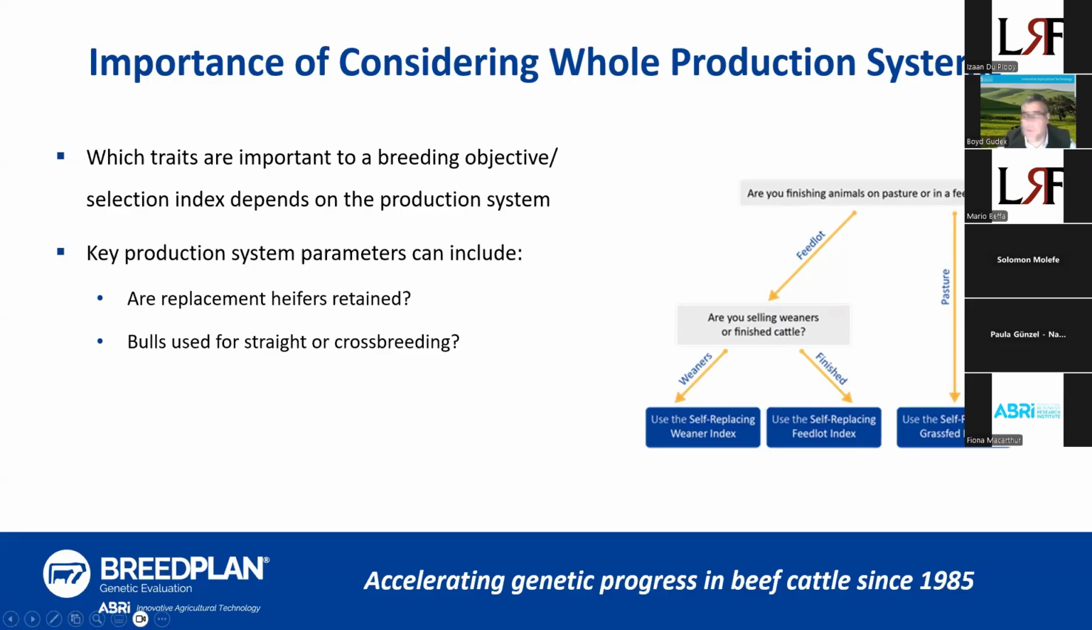Are the bulls used in straight or crossbreeding? If they're in crossbreeding, we have to account for the effects of hybrid vigor and what effects that has on subsequent production. What is the market endpoint? Are you selling as weaners, or are you taking them right through to finishing after a feedlot? That's important. Are the premiums for carcass quality?